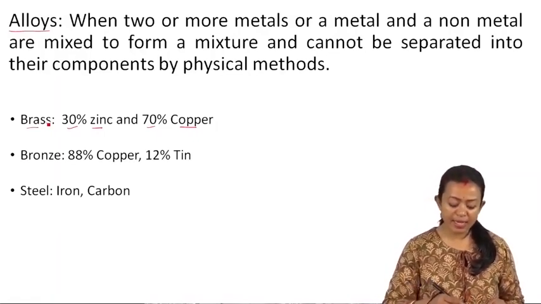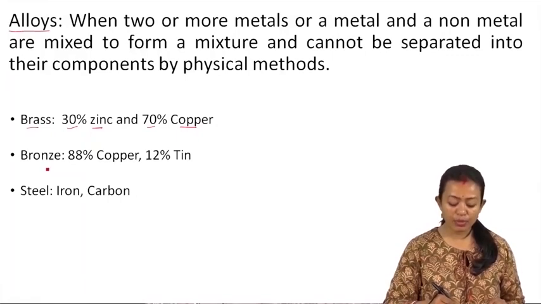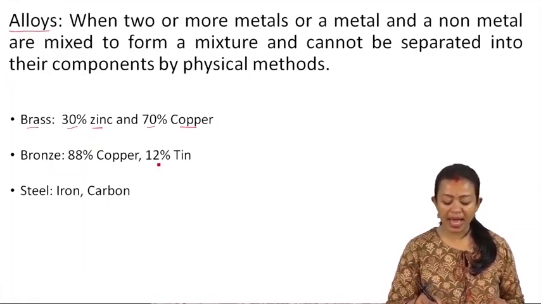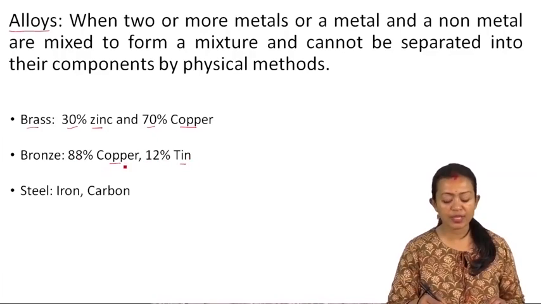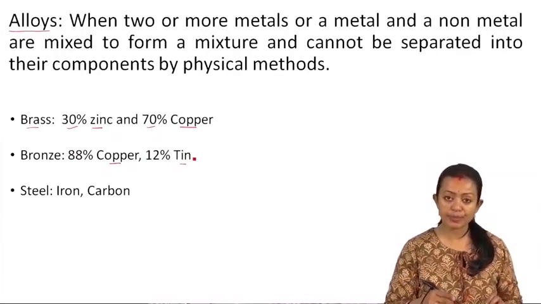Clear? The next alloy can be bronze. Now bronze, 88% copper and 12% tin. So here also you see there are two metals, copper and tin. They are mixed in different proportions. 88% of copper is taken and 12% of tin is taken. And then we get an alloy which is bronze.